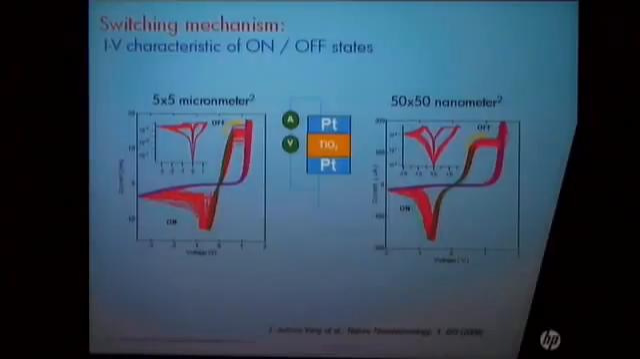And you can reverse the voltage polarity. You change it to the high resistance state, as shown by the purple IV in the off state. So this off state is showing a rectifying IV, reflecting the metal-semiconductor contact. It's like a Schottky-like contact.